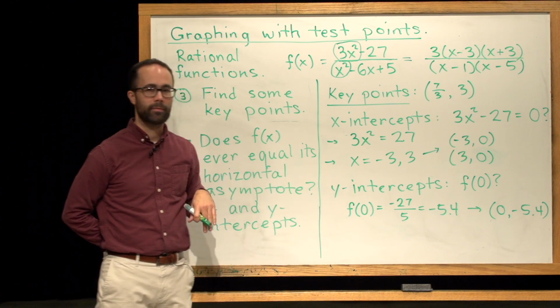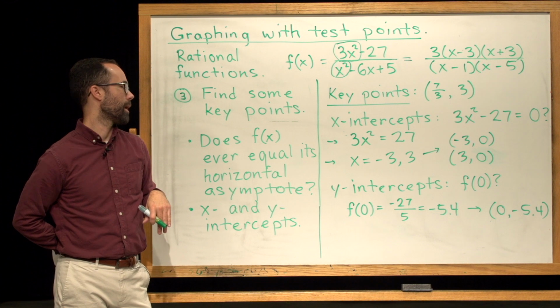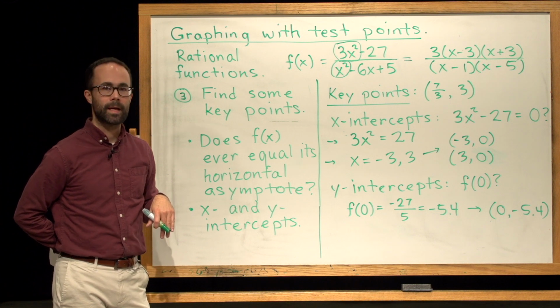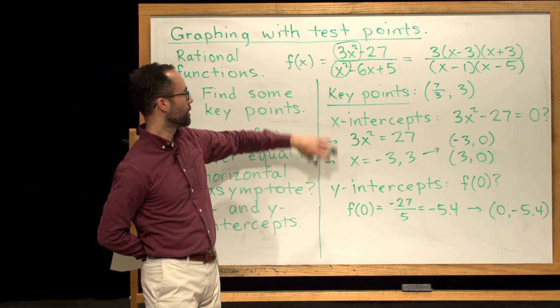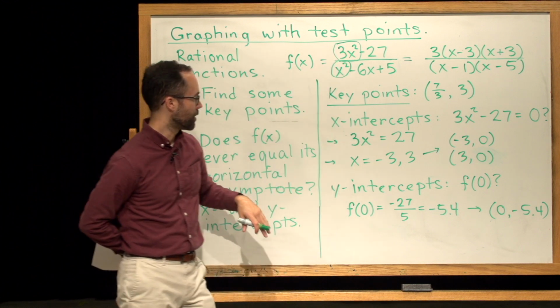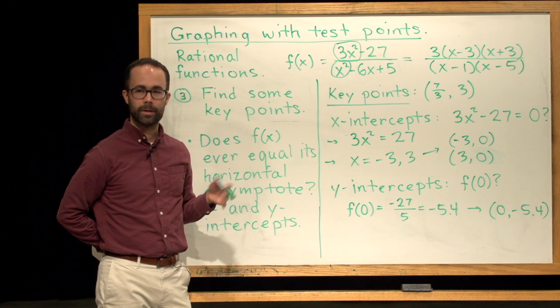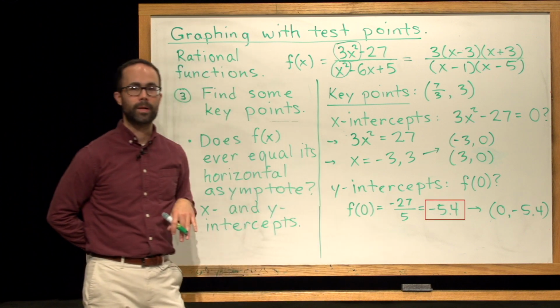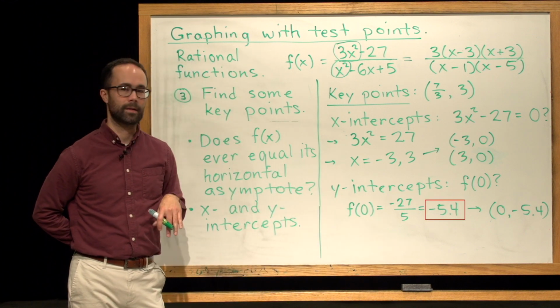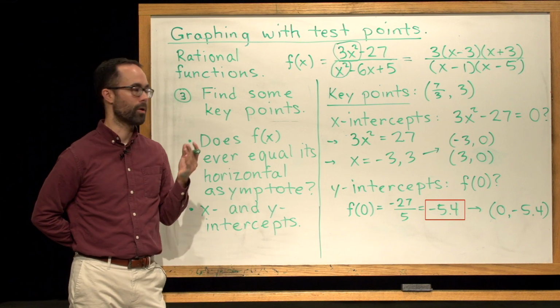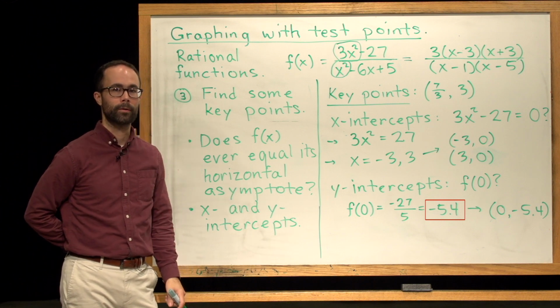And we can finish that off with the y-intercept. That one's a bit easier to calculate. We take x to be 0 in this function. All that's left is the -27 on top and the +5 on the bottom. Everything with x in it is gone. And that number happens to be negative 5.4. So that gives us our fourth key point. We have 0, negative 5.4.